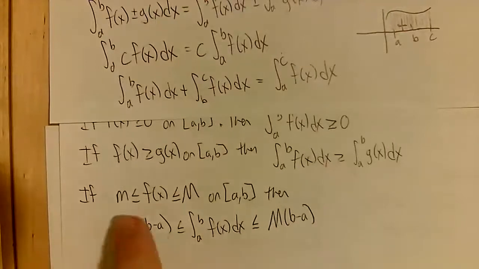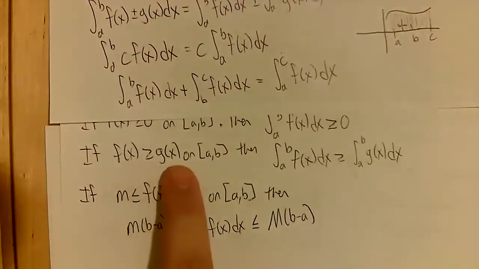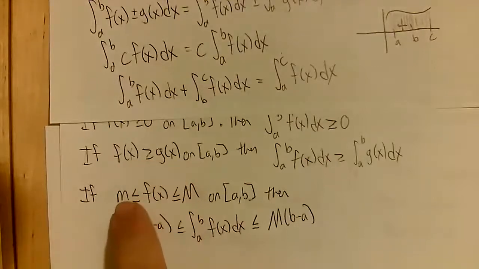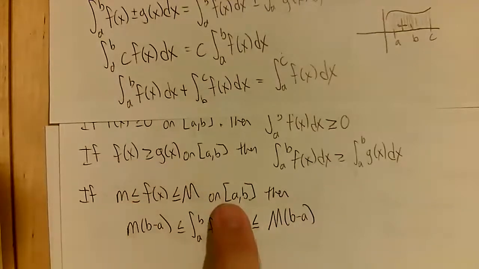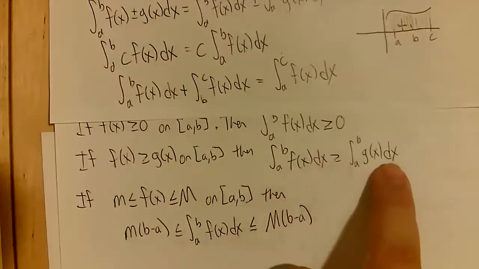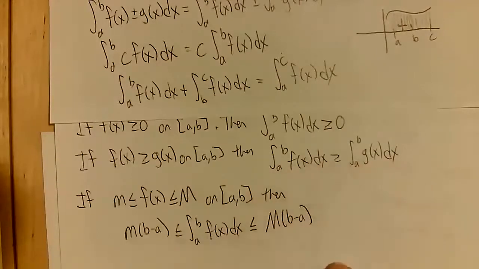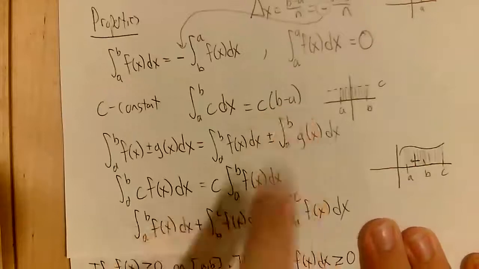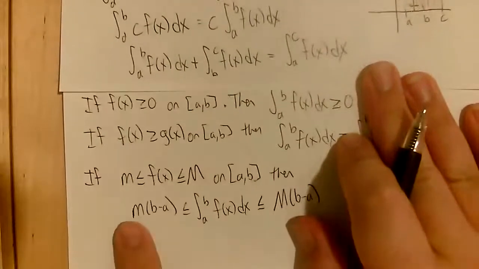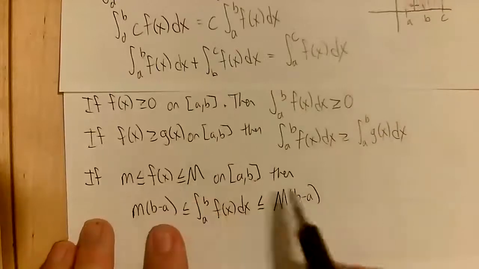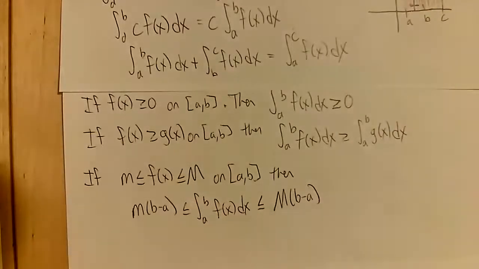The way we can see that this is true is we can apply this theorem right here. So I know that f of x is greater than or equal to the constant function m on this interval. So that means that the integral of f will be bigger than the integral of the constant function m. But we saw earlier that the integral of a constant function is that constant times b minus a. So we have m times b minus a here. And then we could do the reverse reasoning to get this right here.